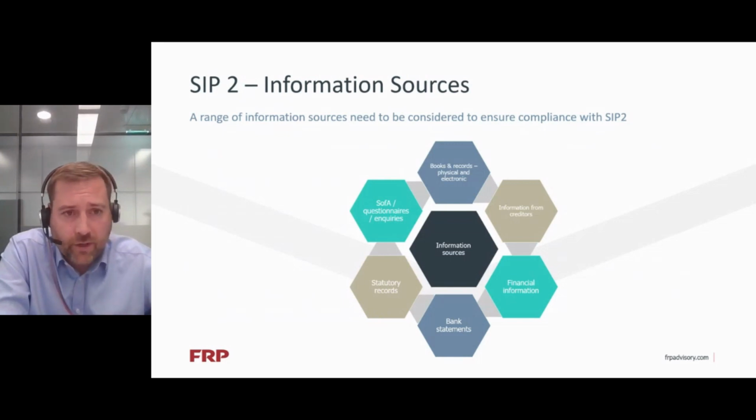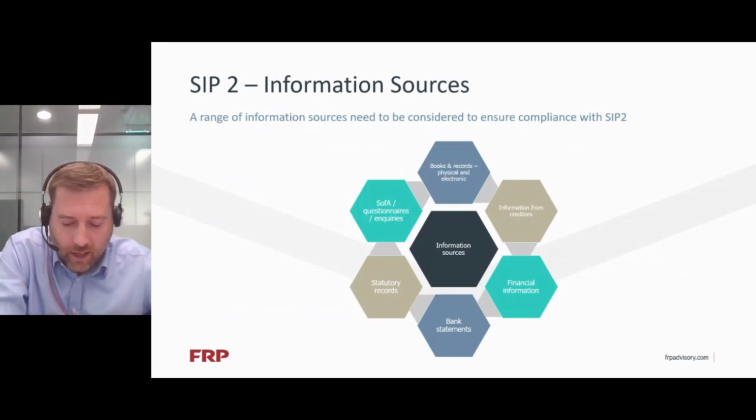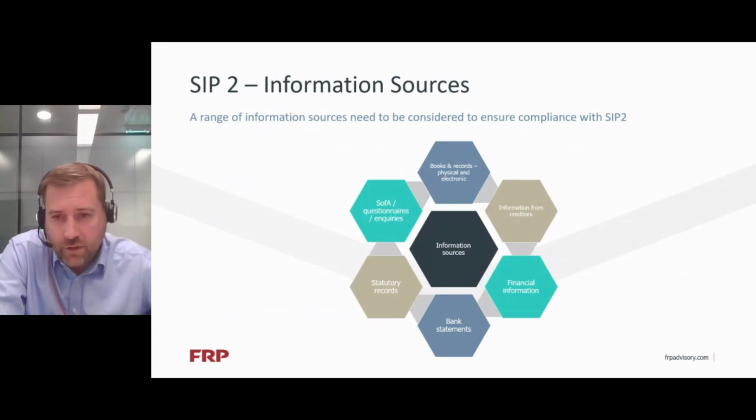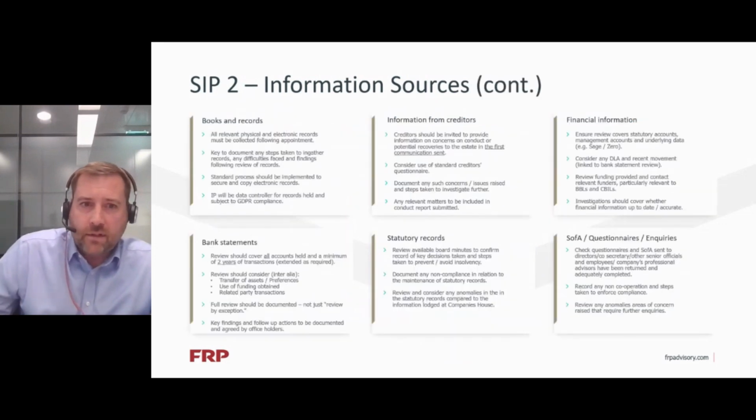Books and records, physical records. More recently, it's more likely to be electronic records. Very few companies these days have large amounts of paper records, if any. Information from creditors, a very crucial area for us in progressing investigations. Financial information, accounts, statutory accounts, management accounts, projections, VAT returns, that kind of thing. Bank statements, very crucial to review. Statutory records, such as board minutes. And then information from the officers of the company, completion of the statement of affairs, questionnaires, and further inquiries that are made. So just jumping into these in a bit more detail.